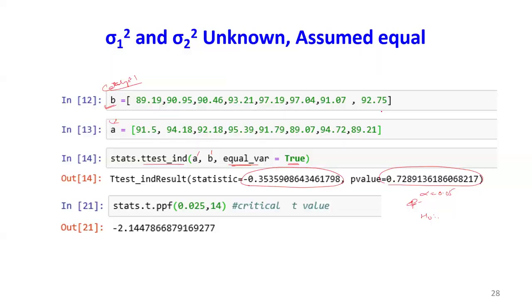If it is unknown, then we have two assumptions that we make. The first assumption is we generally consider that those two populations are very much the same, and they would have the same equal variance. So in that case, we go ahead and mark this equal variance equal to true, and then we perform this test. We are just using one single line to perform this hypothesis test, passing these two samples to that. Based on the p-value, we have to take the decision whether we should accept the null hypothesis or reject the null hypothesis.